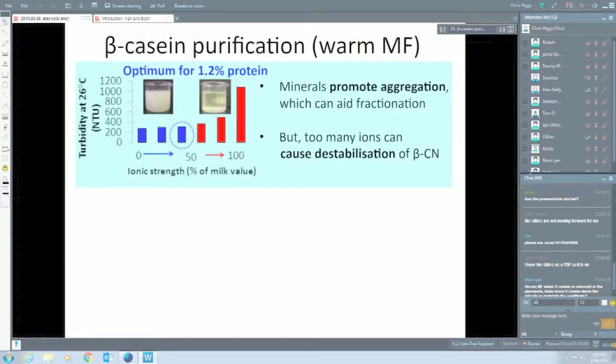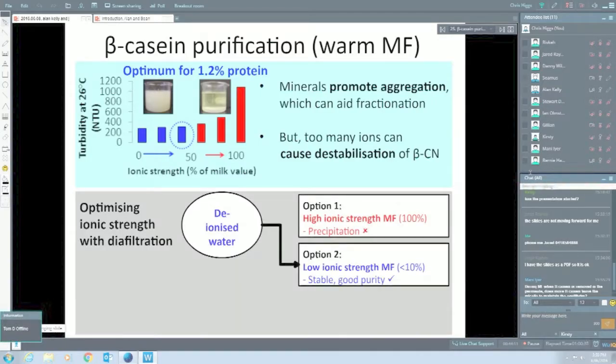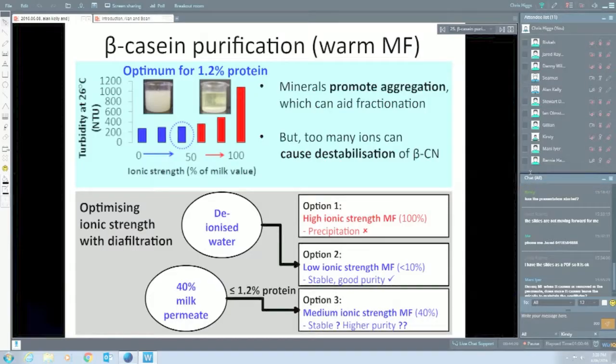One of the things that's important for controlling this micellization process is ionic strength. We did quite a bit of work in this area, as you can see on the next slide, where we changed the ionic strength of the diafiltration medium by blending water and milk permeate. Essentially, that showed that slightly increasing the ionic strength of the diafiltration medium helped to improve the yield and the purity of the beta casein.